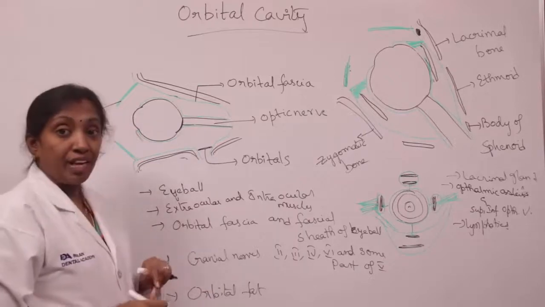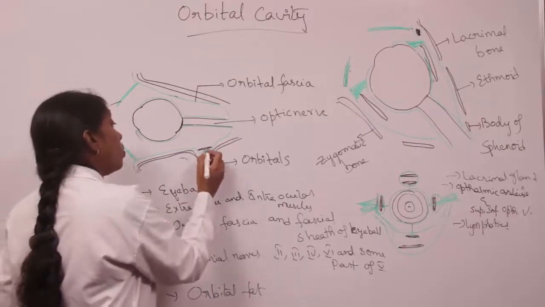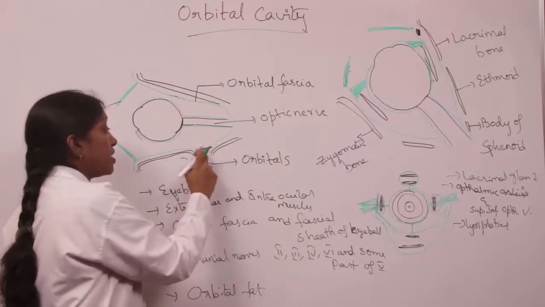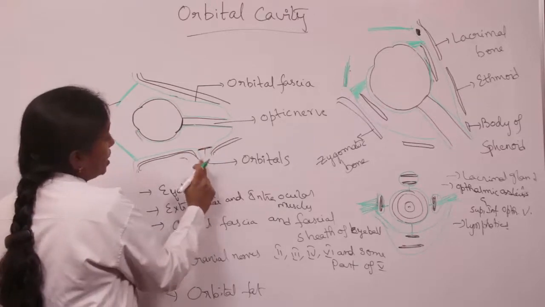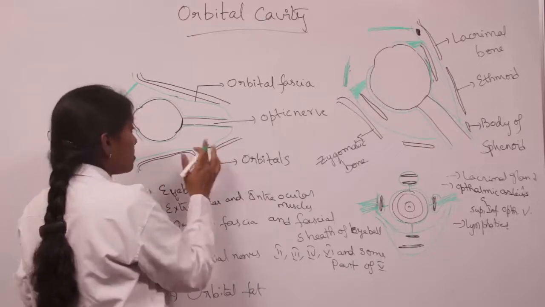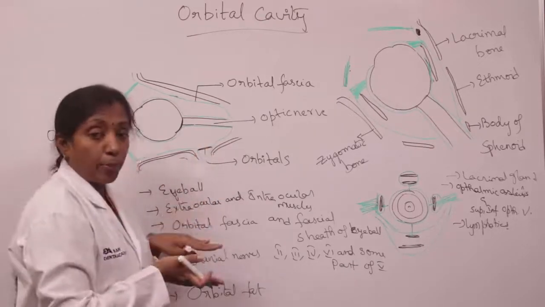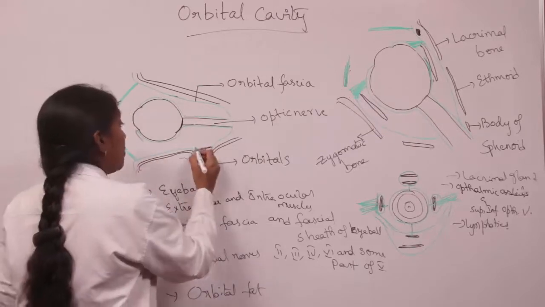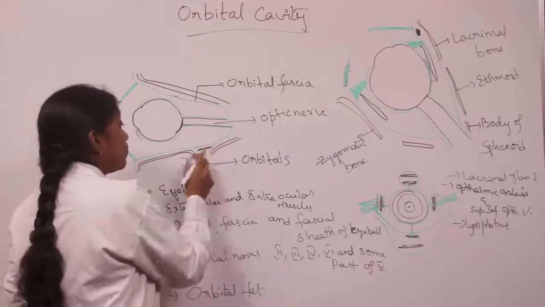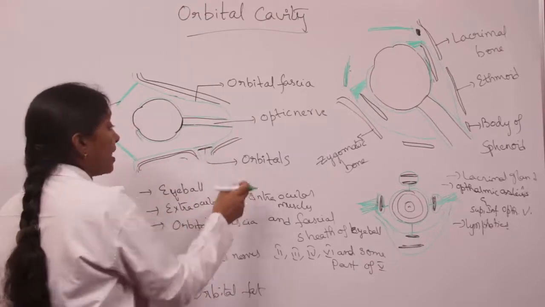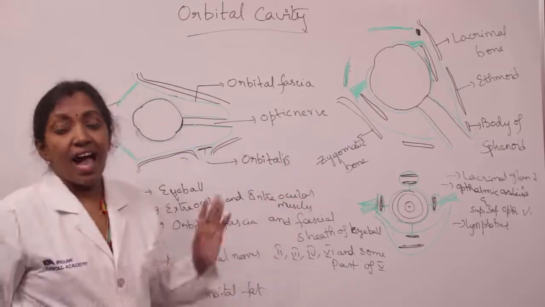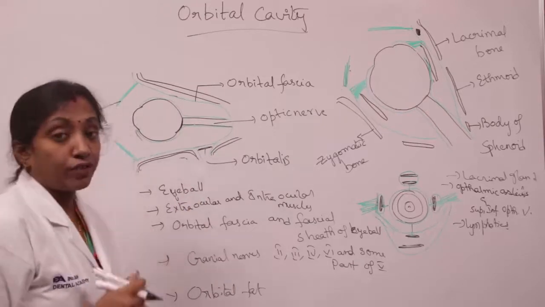The orbital fascia is deficient near the inferior orbital fissure. This is the inferior orbital fissure, and the orbital fascia is absent here. There exists a gap between the inferior orbital fissure and the orbital fascia, and this gap is filled by a smooth muscle called the orbitalis muscle. The action of this muscle is uncertain.